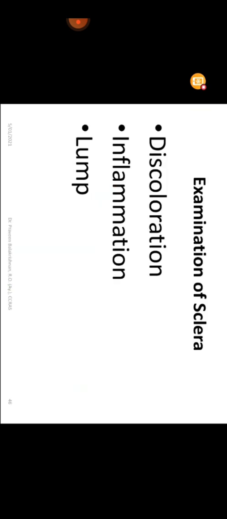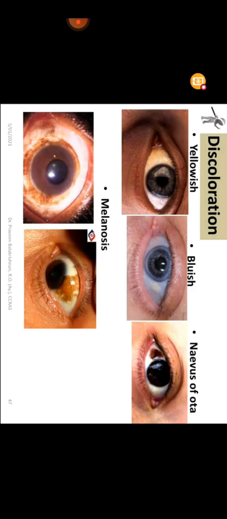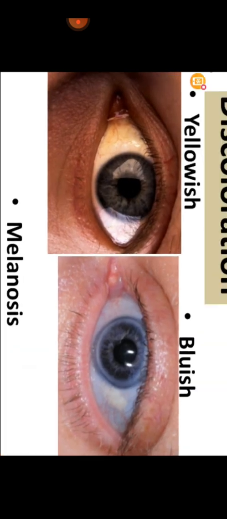Now we have learned regarding the changes of the conjunctiva. Now we'll go on to the examination of the sclera. In the sclera, you should look for discoloration, inflammation, and any lump. This is very classical: you can see yellowishness of the sclera. Normally the sclera is white, but yellowishness of the sclera, as we all know, is seen in the jaundice condition.